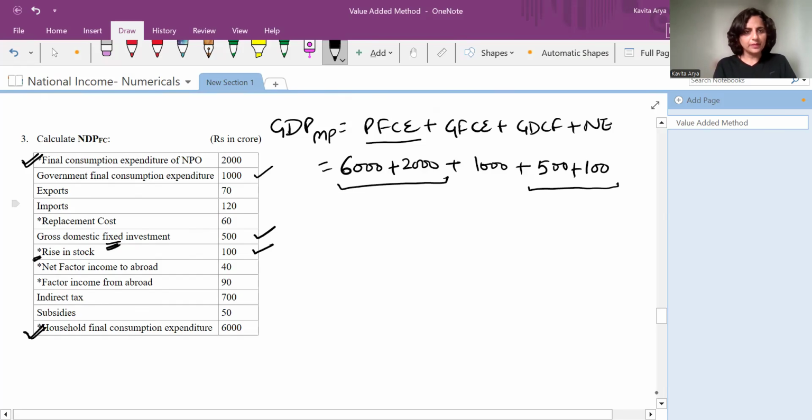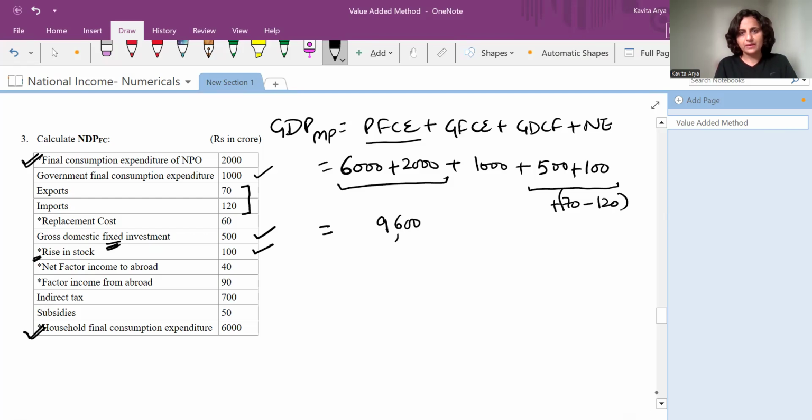Net exports means exports minus imports. So 70 exports minus 120. So what do we get? 9,600, plus, and we are having a minus component here. So I'm left with 9,550 as this component of GDP MP.